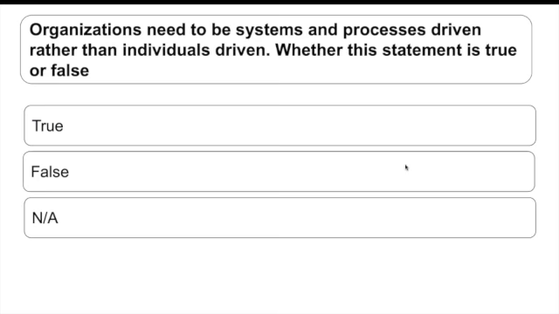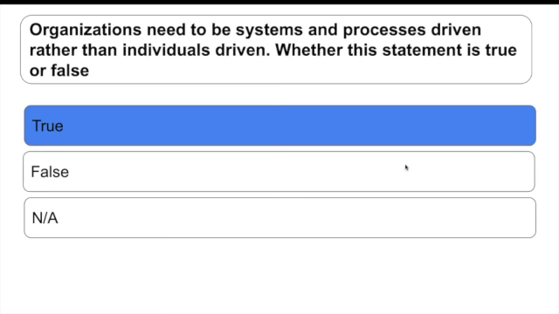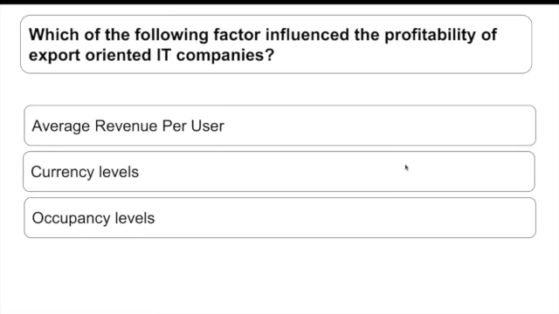Organizations need to be systems and processes driven rather than individual driven. Whether this statement is true or false. The correct answer is true.